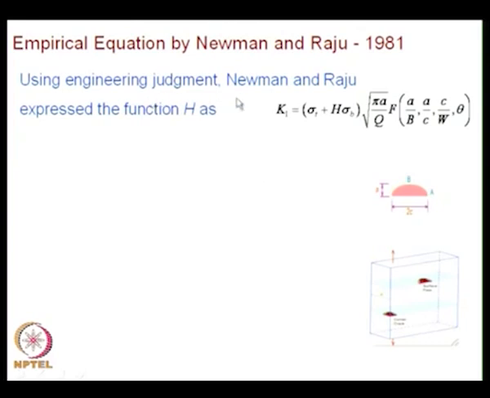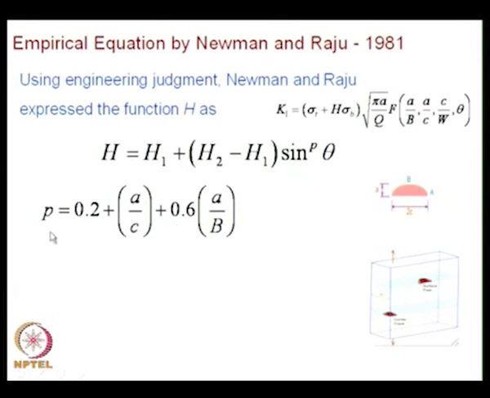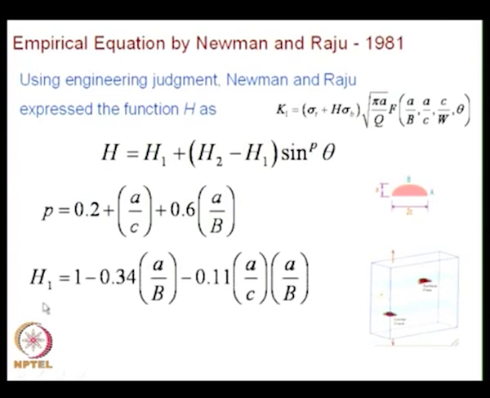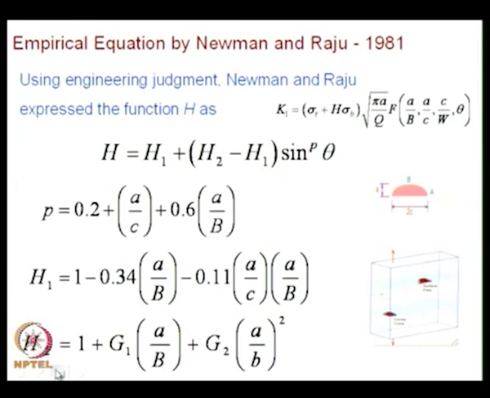Then we moved on to look at what is the function h, and you have to note that using engineering judgment, Neumann and Raju express the function h in this form: h equal to h1 plus h2 minus h1 sin power p theta, and p is defined as 0.2 plus a by c plus 0.6 into a by b. h1 is defined as 1 minus 0.34 a by b minus 0.11 a by c multiplied by a by b, and h2 is given as 1 plus g1 multiplied by a by b plus g2 a by b whole square.